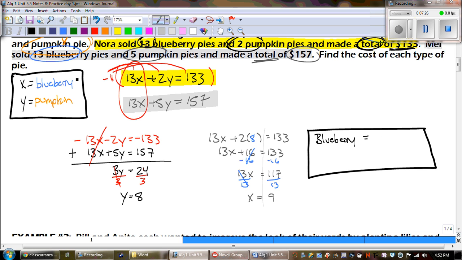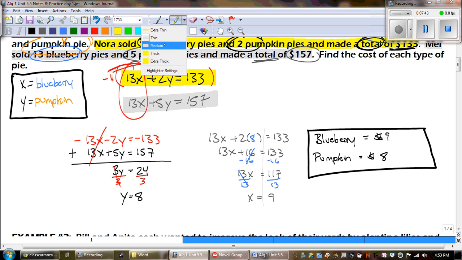Well, go back to your thing right here. That's what we made that little key for. Blueberry was X, so blueberry pie was $9. And pumpkin pie cost $8. And then that's our final answer.